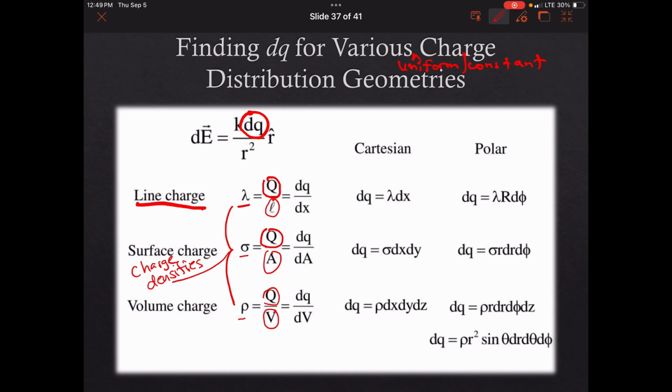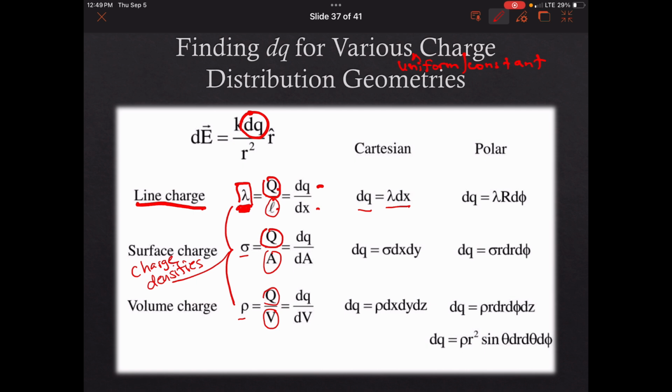If that's constant, equal to some number which we're going to denote lambda for line charges, then that ratio of total charge to total length should be equal to the ratio of an infinitesimal piece of charge dq to an infinitesimally small length of that charge dx. This equality is true if lambda is uniform, a constant number. Taking that into account, we can solve for dq in terms of integrable functions.